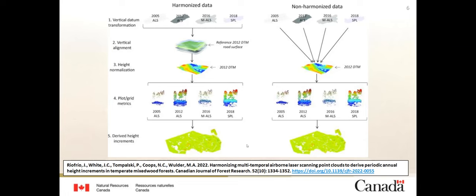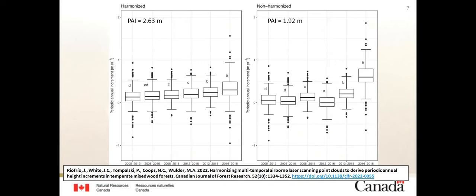So the question is, did the harmonization make a difference? And the short answer is, yes, it did. Here on my left, we have the harmonized data. We can see the average increment across all the different time periods, since we calculated increments using all the LiDAR data, all these different time intervals. The average was 2.63 meters for the harmonized data compared to 1.92 for the non-harmonized data. And the one thing you'll notice is that the harmonized data created a much more consistent increment series than the non-harmonized data.